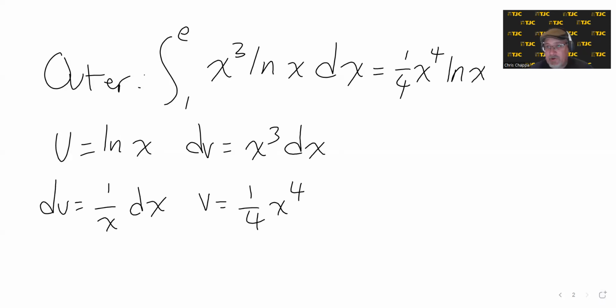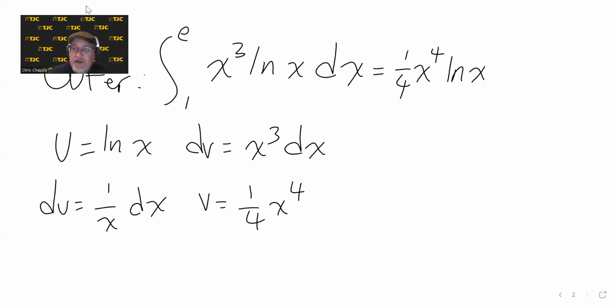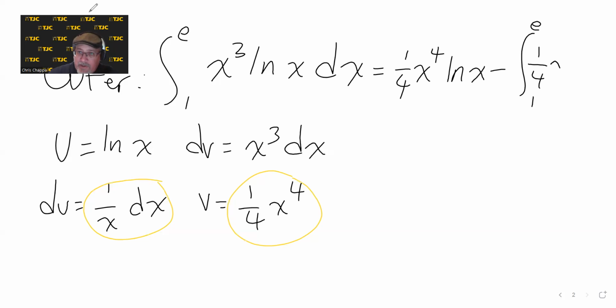Minus the integral from 1 to e of v du. So 1/4, let's find those things and multiply them real quick. Here's v, and here's du. So we just need to multiply those together to form the second integrand. The 1/4 will stay the same. 1 over x times x to the 4th is x to the 3rd. So we end up getting 1/4 x cubed dx.